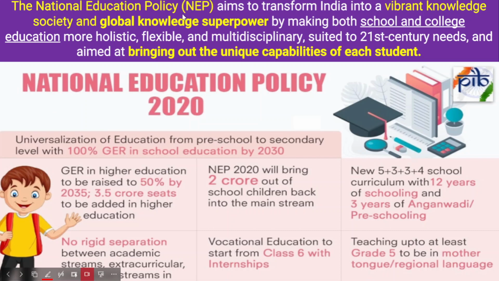If you carefully understand the National Education Policy, it aims to transform India into a vibrant knowledge society and global knowledge superpower. So please remember these two words, they are very important: first, vibrant knowledge society, and global knowledge superpower. So how can the National Education Policy make India achieve these two objectives? By focusing on school and college education and making it more holistic, flexible, multidisciplinary, so that it particularly suits the 21st century needs and requirements.